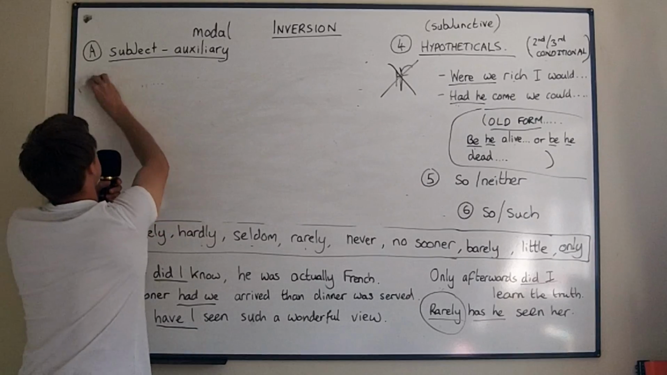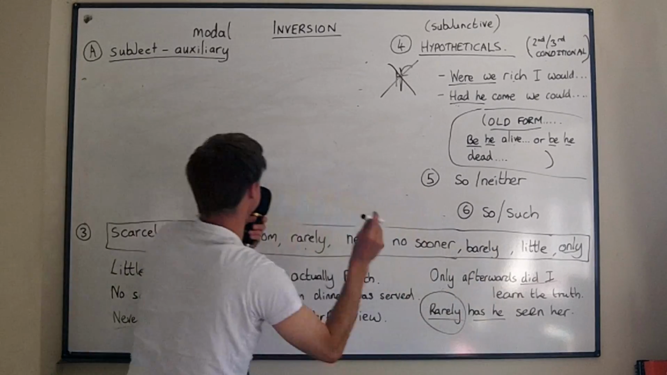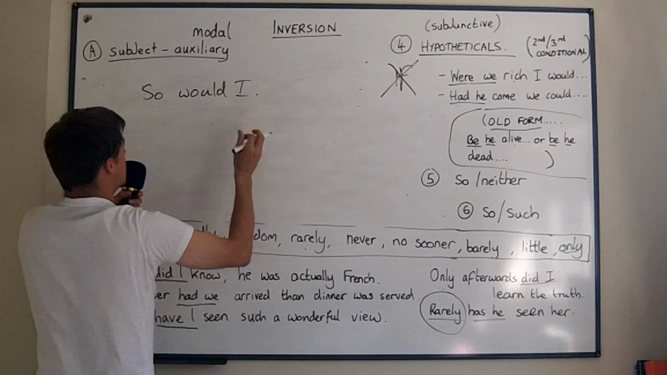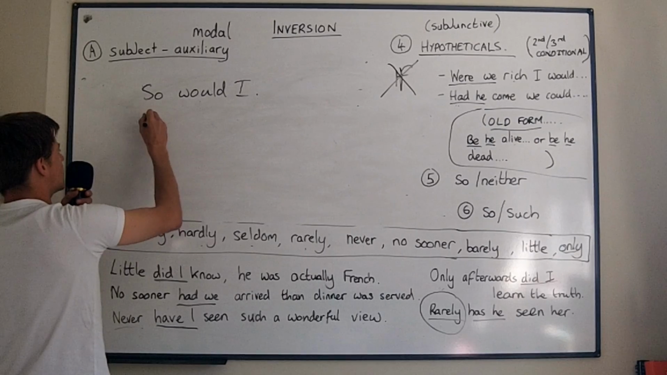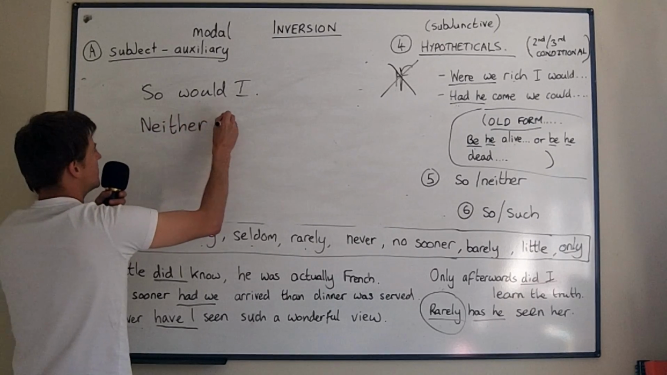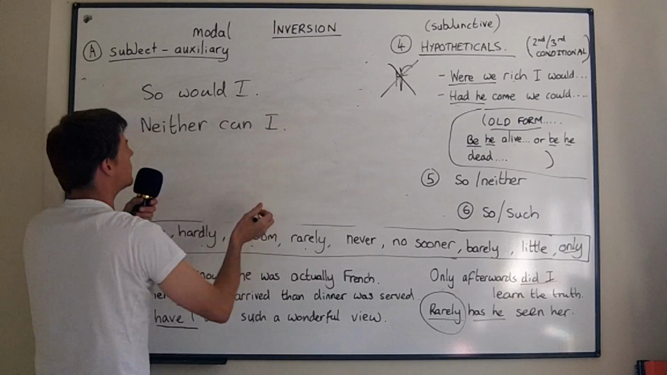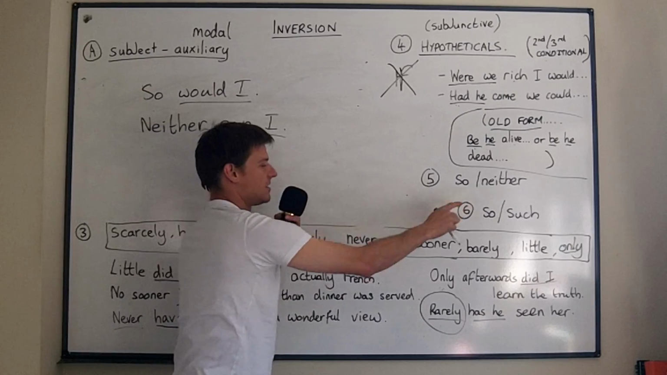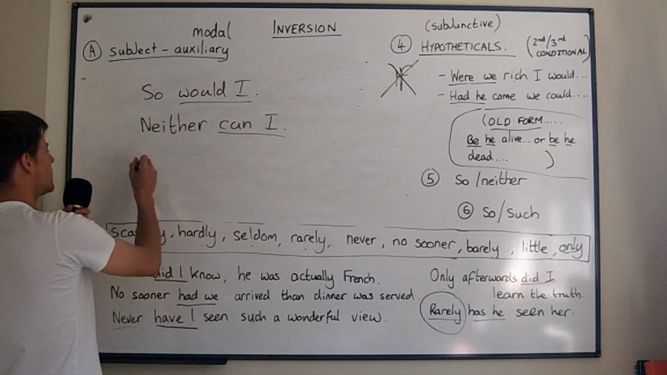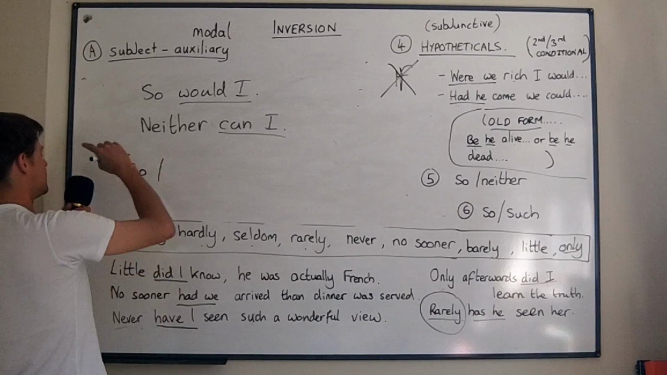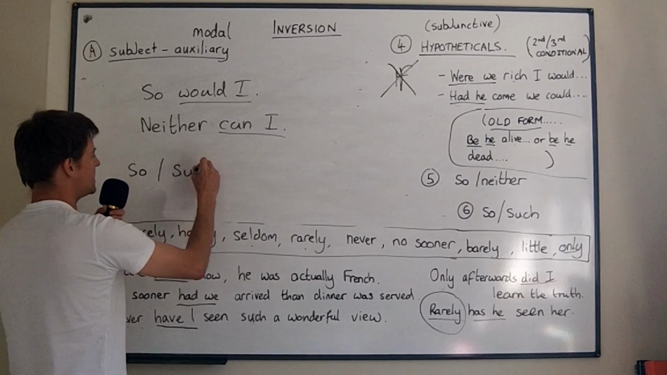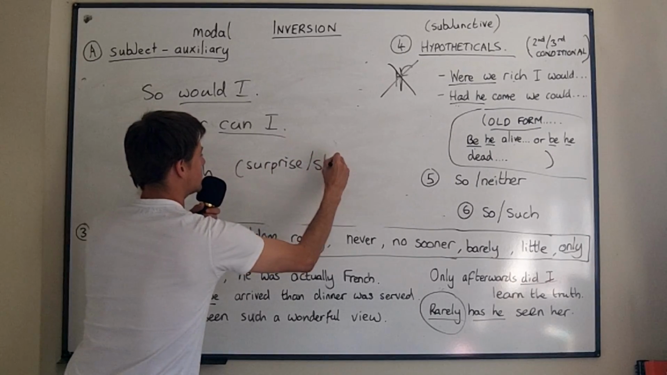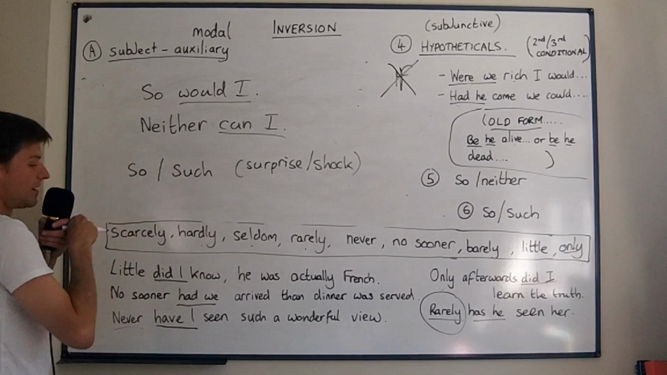So let me give you some more examples. If somebody says, I would like a cup of coffee, you could say, so would I. If somebody says, I can't swim, you might say, neither can I. So we make these inversions also when we agree or disagree with so and neither. And the last case, so and such, is actually very similar to case 2 and case 3, because again it expresses surprise and shock. I only looked at them later, and so I should have put them in earlier.